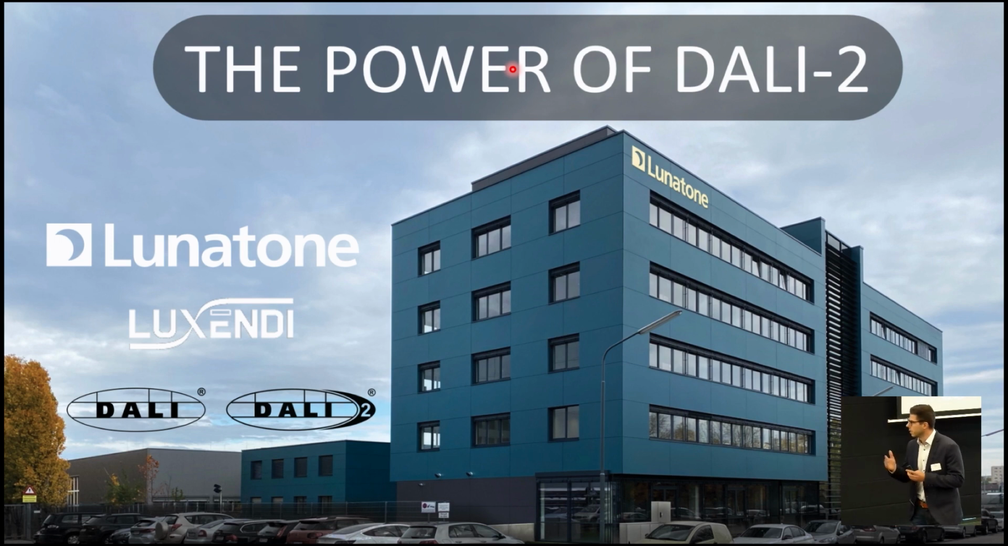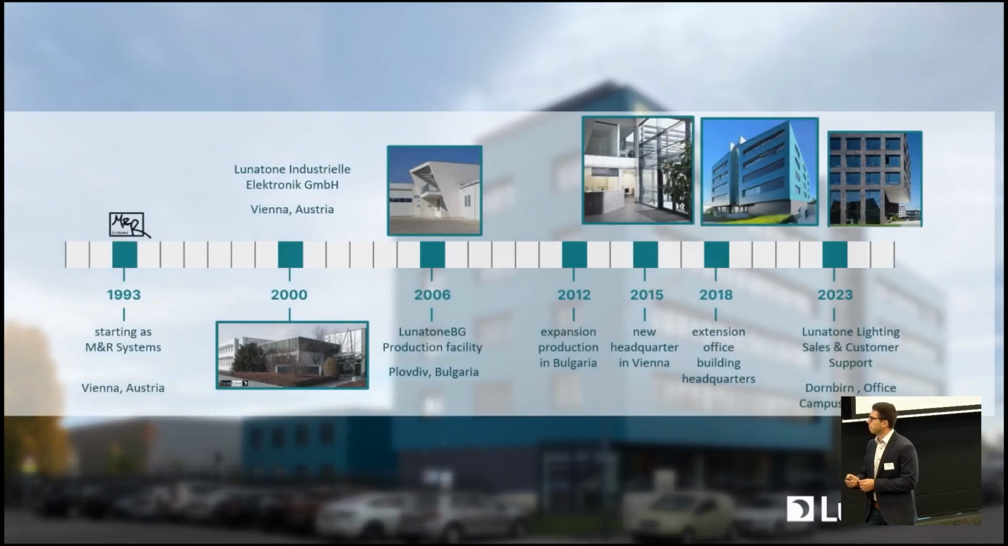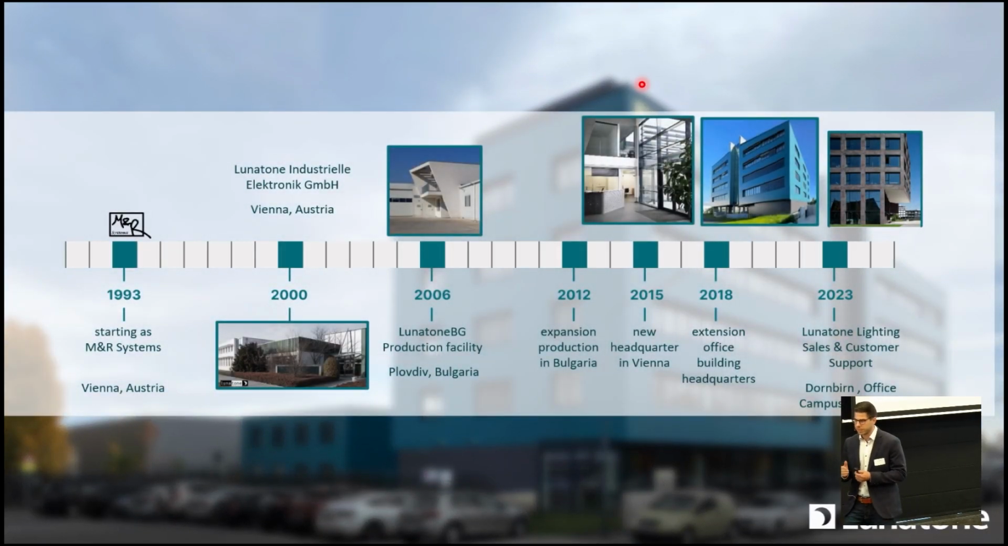So first of all, let's start with the company. Already on the first picture, you can see this quite nice new building. This is the new building Lunatone built in 2019, where you already see the goal of Lunatone is to extend their business, to extend the team, to hire more engineers, more development, and that's why this building was built in Vienna. But let's start from the beginning.